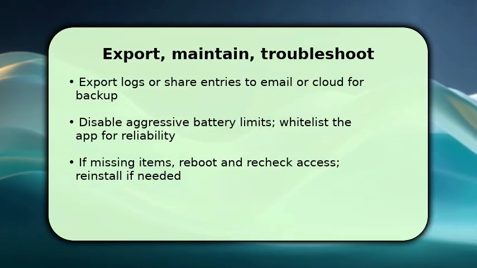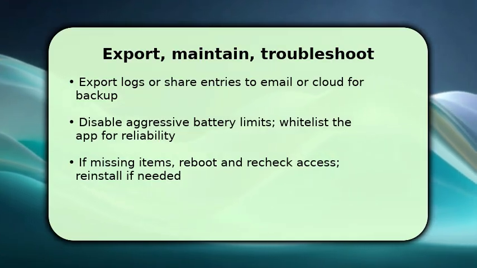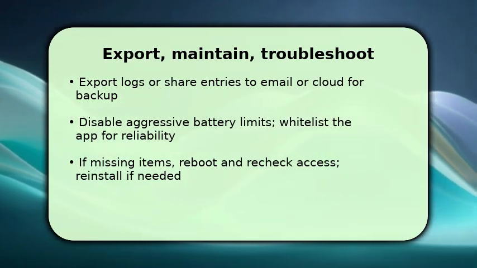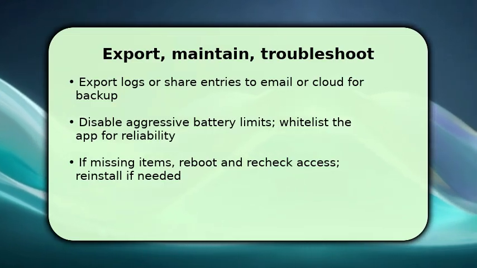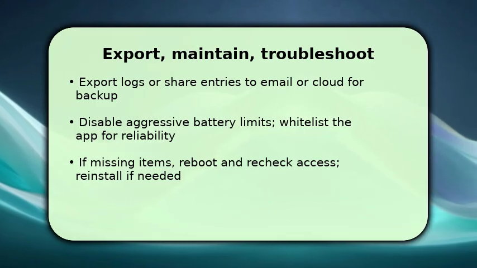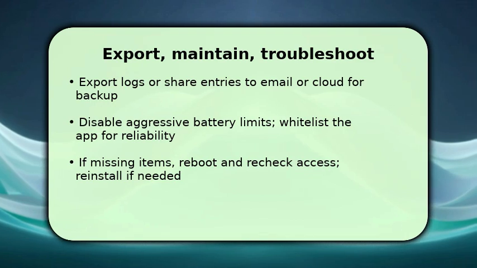Once done, maintain reliability by whitelisting the app from battery optimizations and data saver features. If notifications are missing, reboot the device, confirm notification access remains granted, and reinstall the Reader app as a last resort. That sequence resolves most permission or corruption issues.